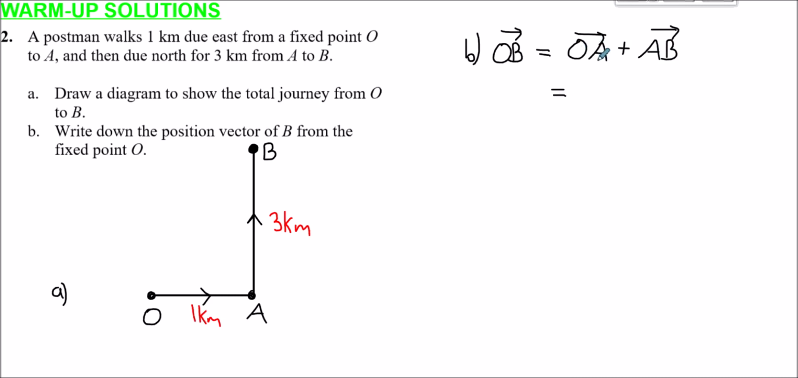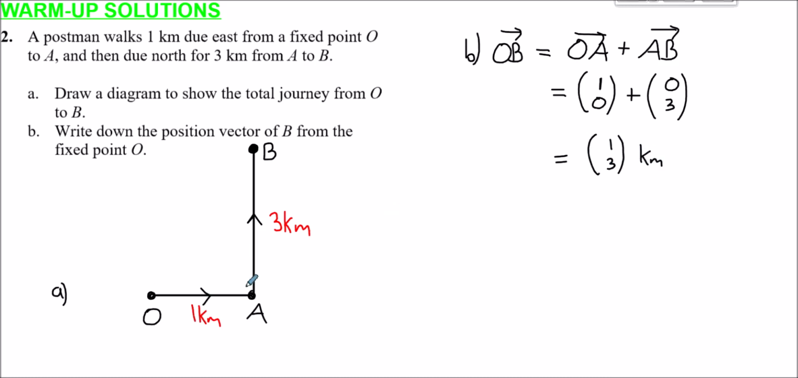So from O to A, we're going 1 to the right, 0 up or down. So that's going to be 1, 0. And then from A to B, we're not going left or right at all, so none to the right, but we are going 3 up. And so this is 1 and 3 kilometers.